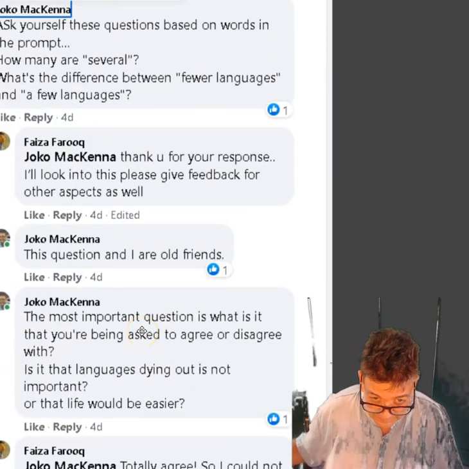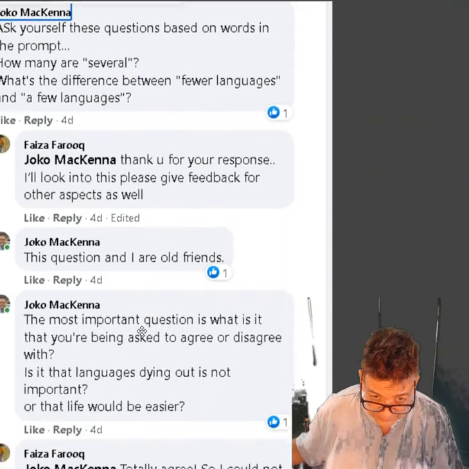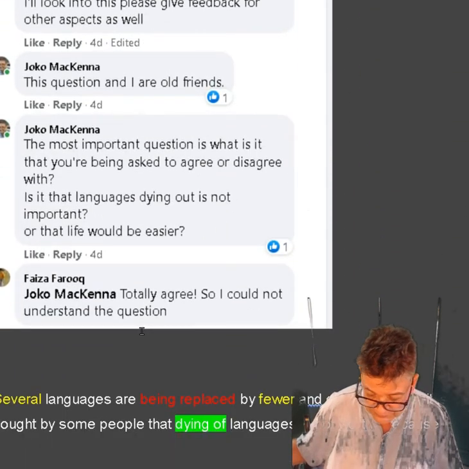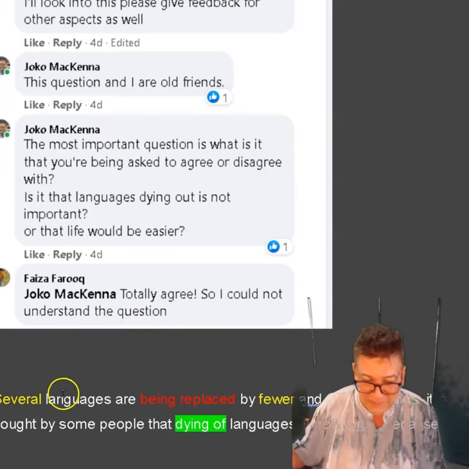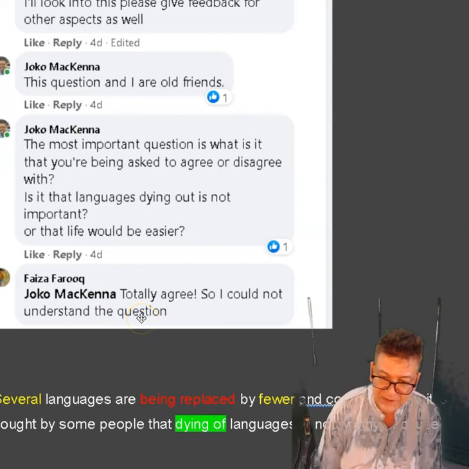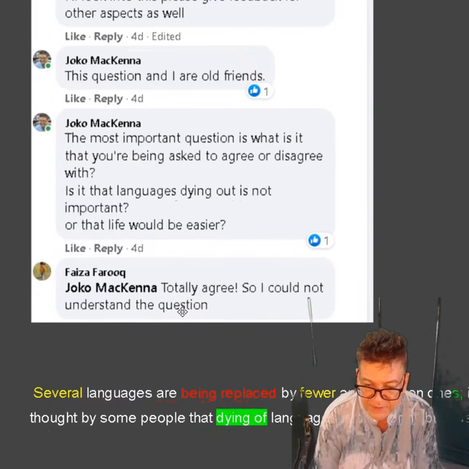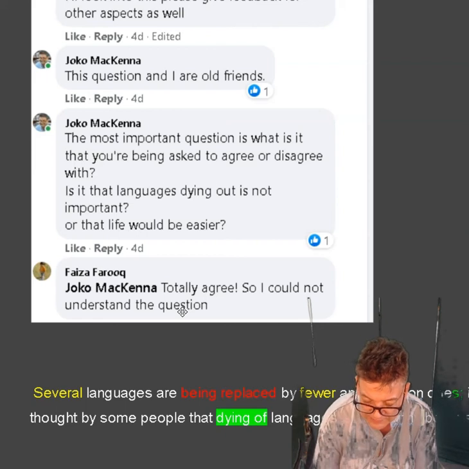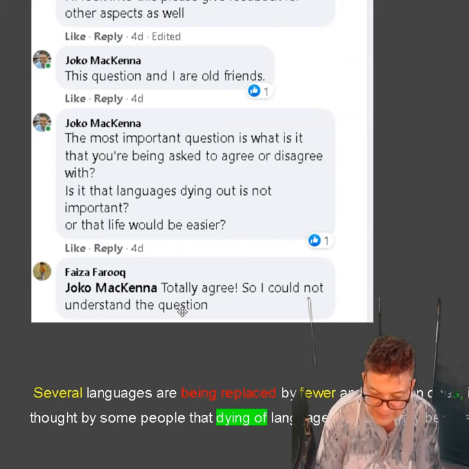Okay, so he comes back with, this is the revised essay. Several languages, you can say a few, are being replaced by fewer and common ones. Okay, nothing is being replaced. To replace something is an action, is an activity, is something that is being done.